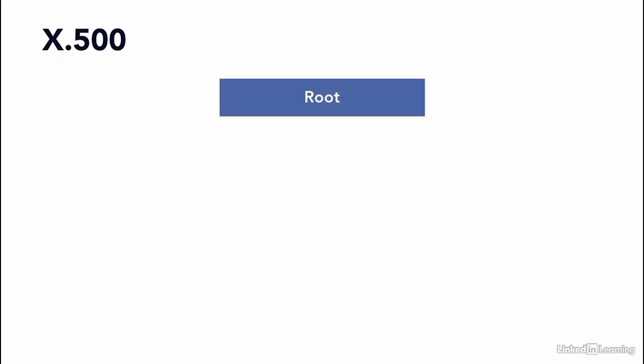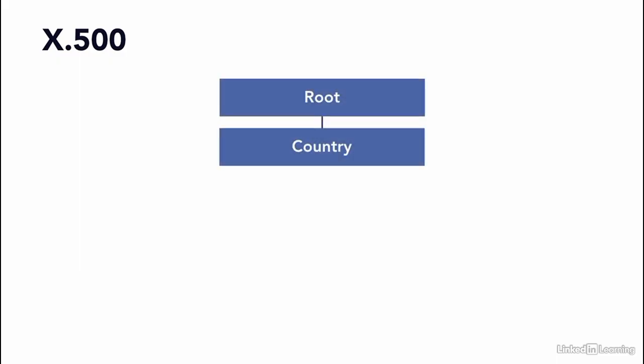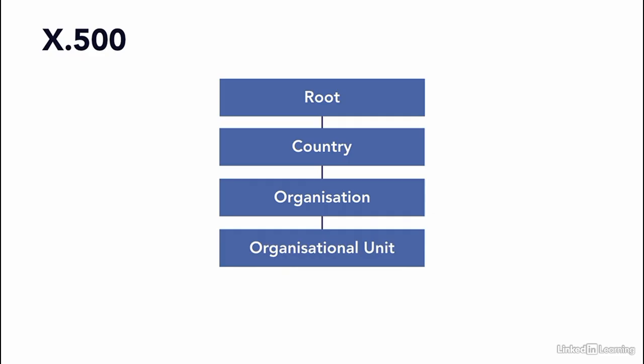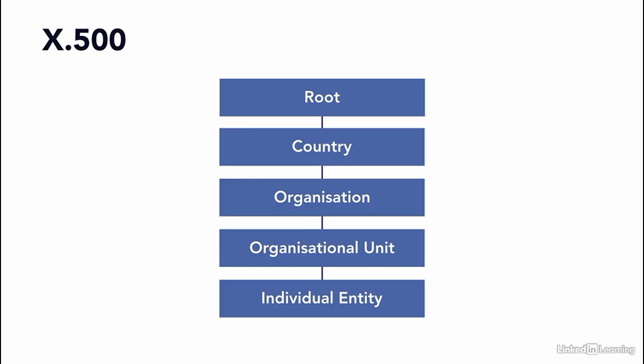X500 defines a tree-structured repository for managing items in an organization. The tree consists of the root directory, which is broken down into countries, each of which breaks down into organizations, which branch out to one or more levels of organizational units, divisions, departments, and so forth, and then individual entities such as people, files, printers, and so on.